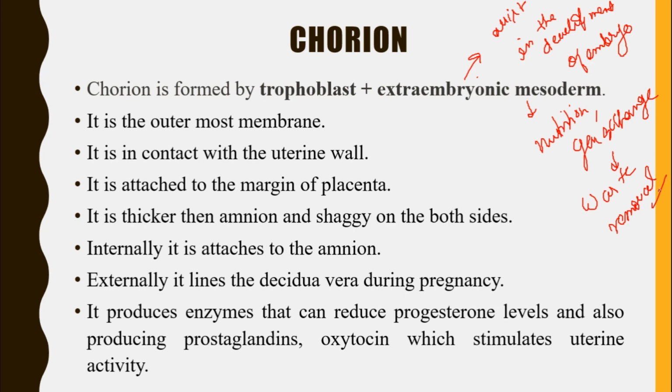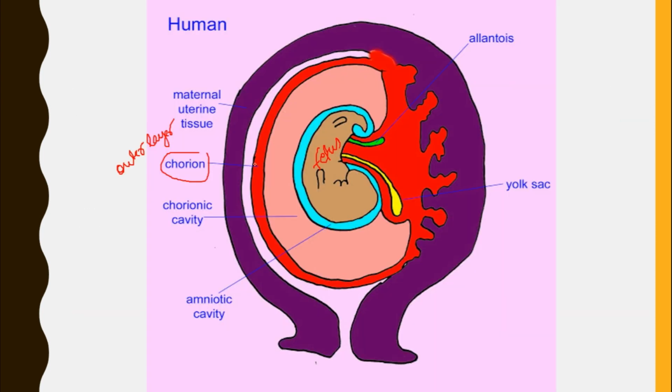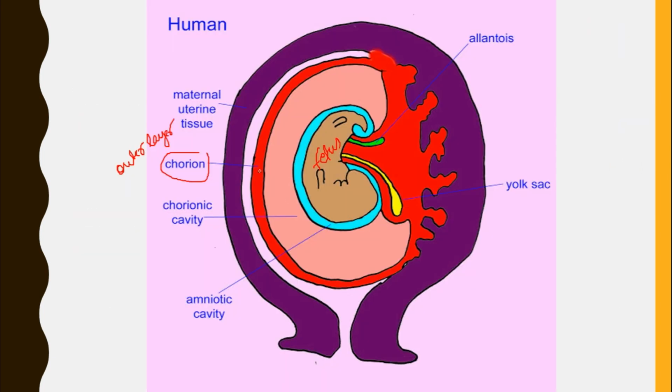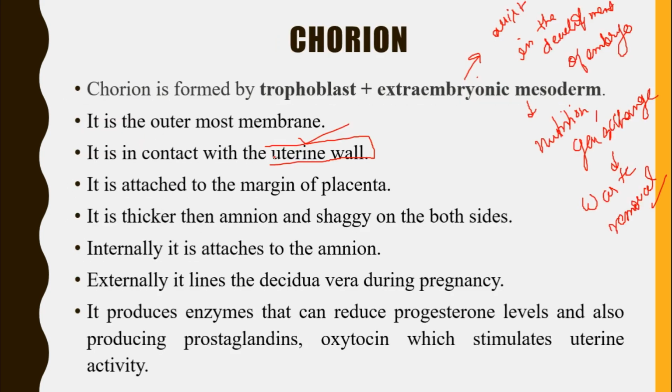So about the chorion. Chorion is formed by trophoblast and extraembryonic mesoderm and it is the outermost membrane. It is in contact with the uterine wall. Chorion is the outer layer, so it is in contact with the uterine wall. It is attached to the margin of the placenta. It is thicker than amnion.